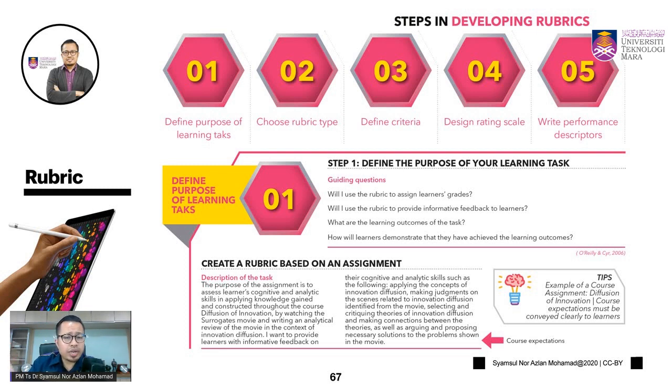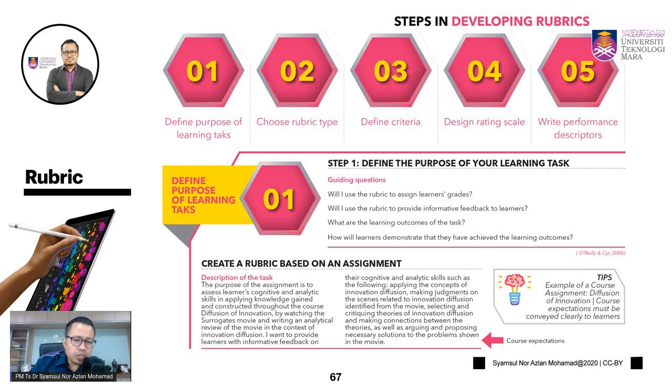All right. Stage number 1 is to define the purpose of the learning task. So yes, we have the outcome that we want to achieve. From the outcome, we initiate the assessment task, and the assessment task needs to identify whether you want to do the conventional or alternative assessment. If you opt for the alternative assessment, then you should define the purpose of the learning task. So the guiding questions raised here: will I use the rubric to assign learner grades? Will I use the rubric to provide information and feedback to the learners? What are the learning outcomes of the task, and how will learners demonstrate that they have achieved the learning outcome?